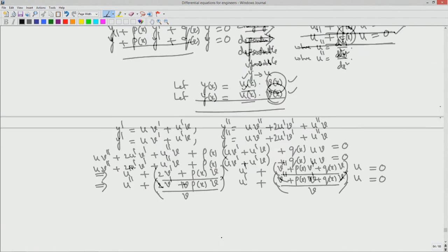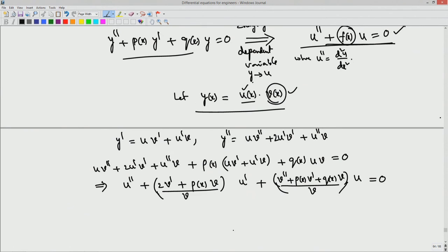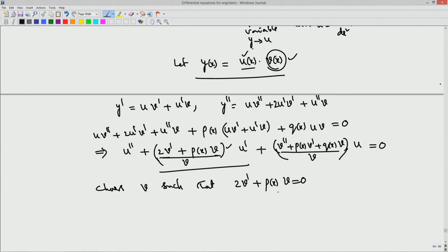So, how do I make this into the normal form? In the normal form, I do not want this term. So, if I do not want this term, I have to choose v in such a way that this term is 0. That means 2v dash plus px v equal to 0. This is a first order linear equation, actually in separable form. I can solve this equation to find what my v is. With that v, this term will become 0.